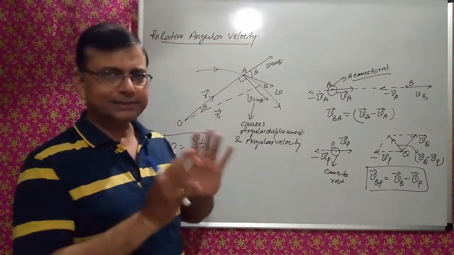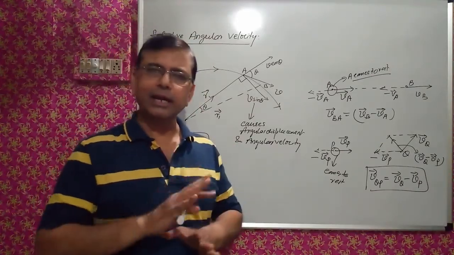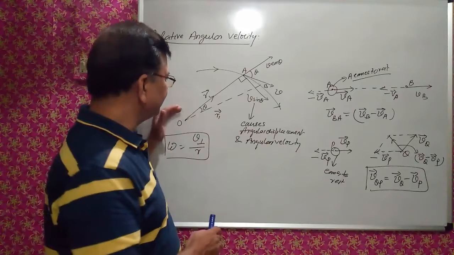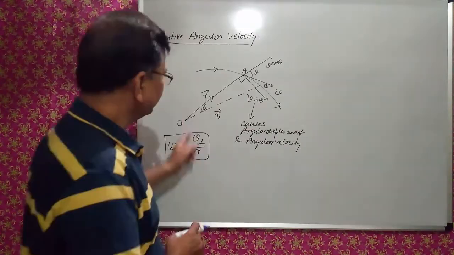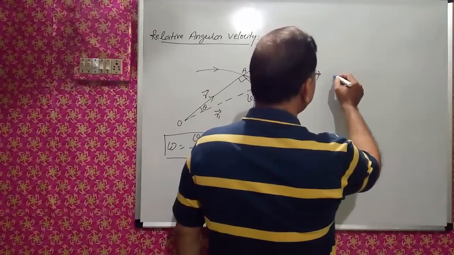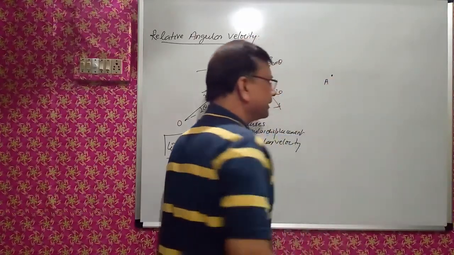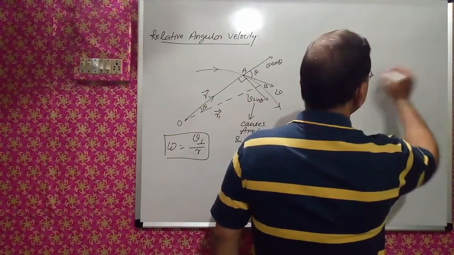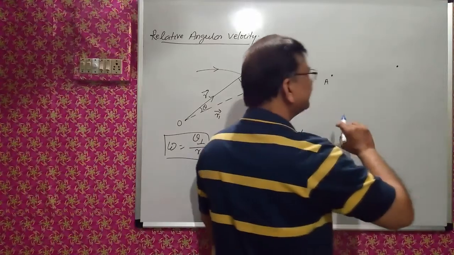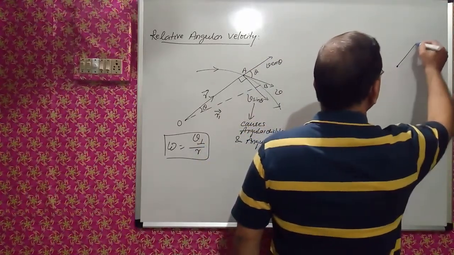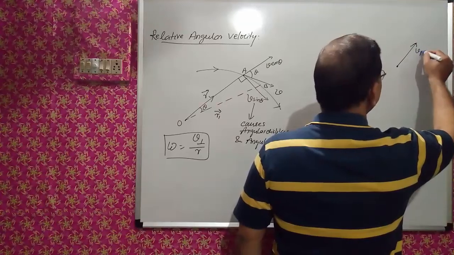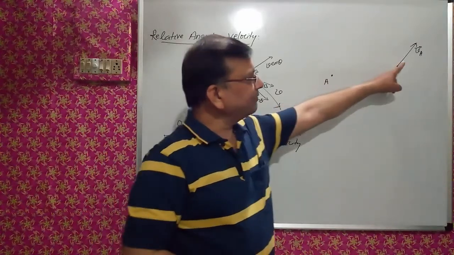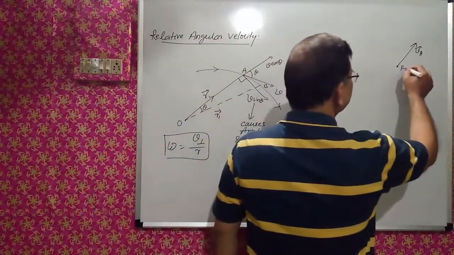The same concept will be used for finding the relative angular velocity, but here the perpendicular velocity will be taken with respect to r. Then how to write this? If we take a case of object A, this is the position of the observer and this is the position of an object which is moving in this direction with velocity VA. Now, what is the angular velocity of this B?